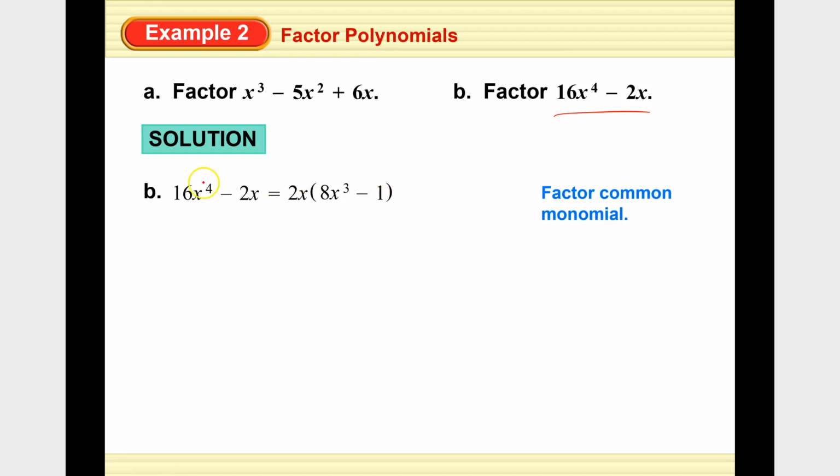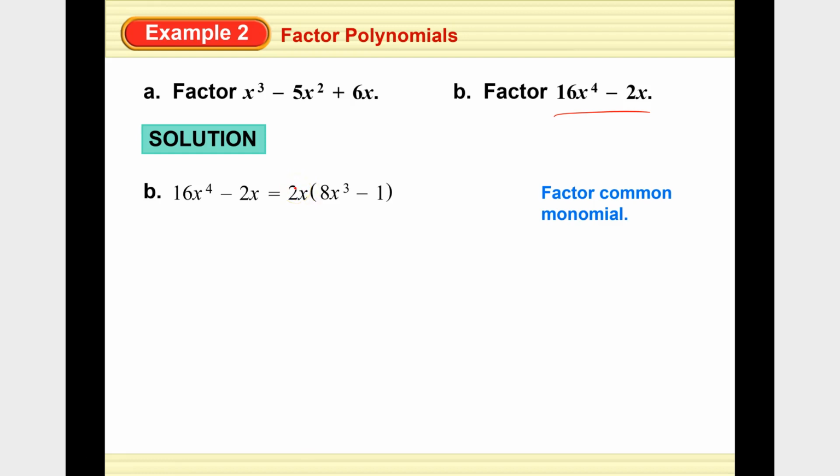Now, with regards to x's, this is x to the 4th, this is x. So each term has at least one x in them, so I take out that 1x. So my GCF, or my common monomial, is 2x. And I will be left with x cubed here in the first term, because I already took 1. And I will not have x here anymore since I took that 1x outside.